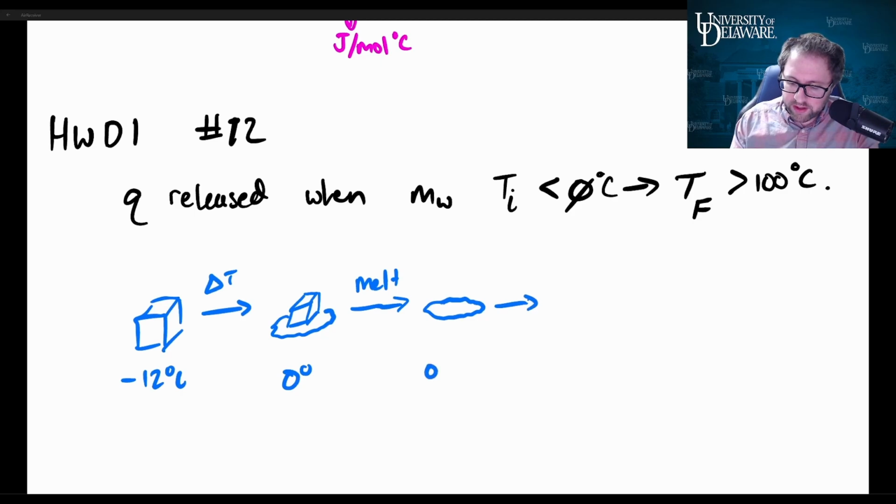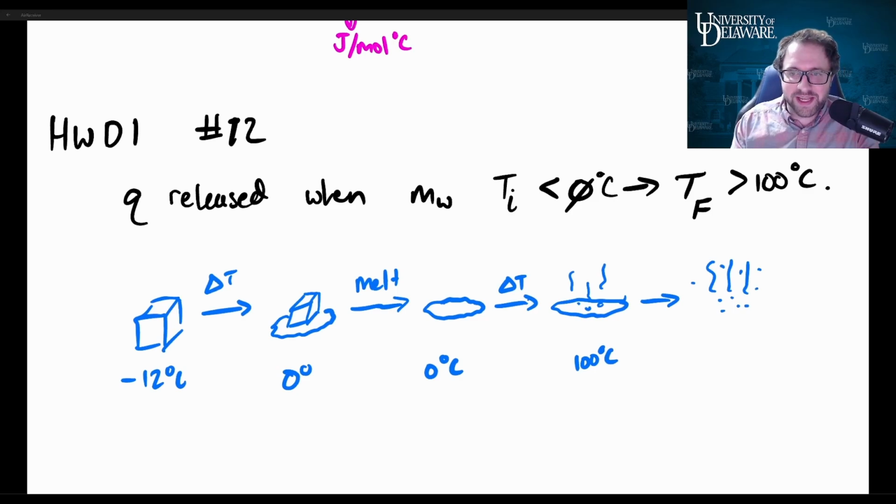And that puddle of water starts at 0, right? Because it's finished a phase change. It's going to undergo a temperature change until it starts to boil at 100 degrees C. And then it's going to be a gas. This is my abstract drawing of steam vapor. Isn't that exciting? And let's just say it ends at, I don't know, 114 Celsius.